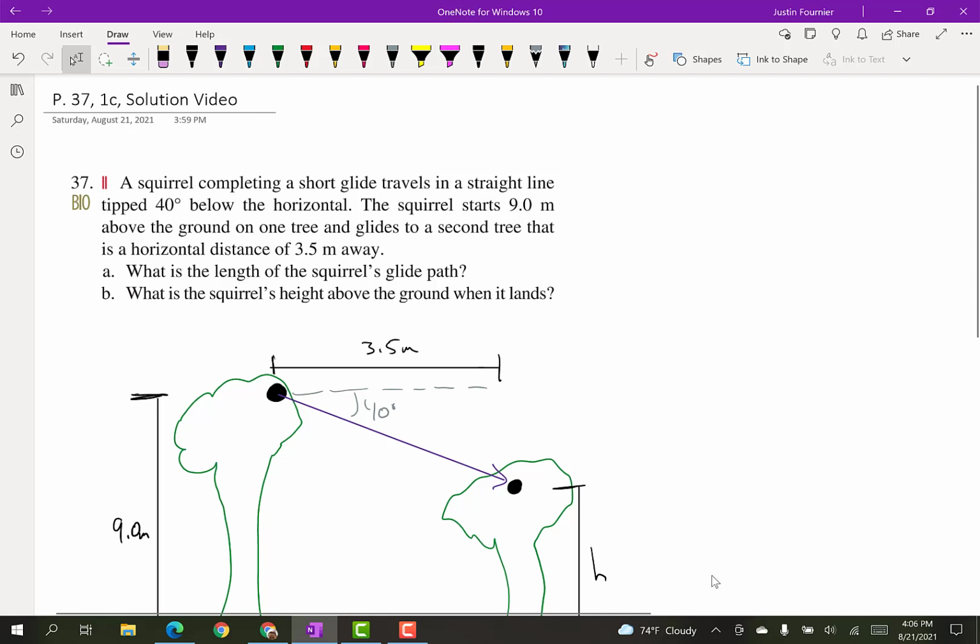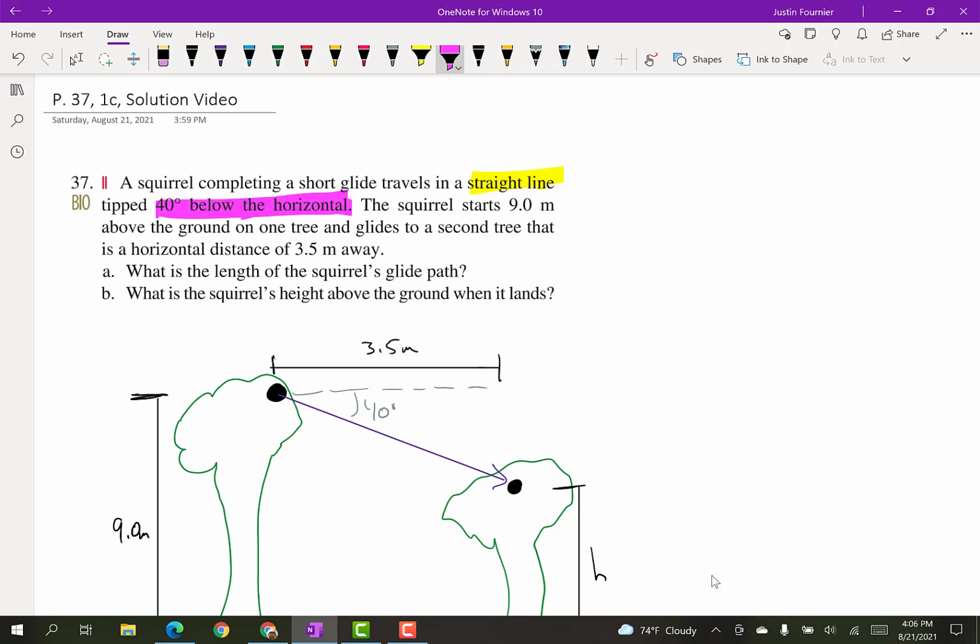All right, hi everybody. So this was the question that was asked from homework 1C, I believe. This is number 37. It says a squirrel completing a short glide travels in a straight line, tipped 40 degrees below the horizontal. I'm going to talk about this phrase here in just a minute.